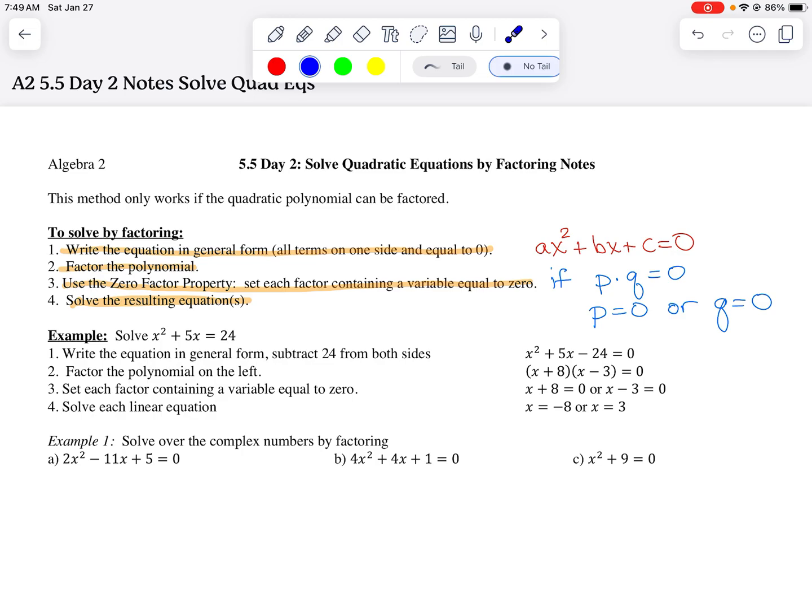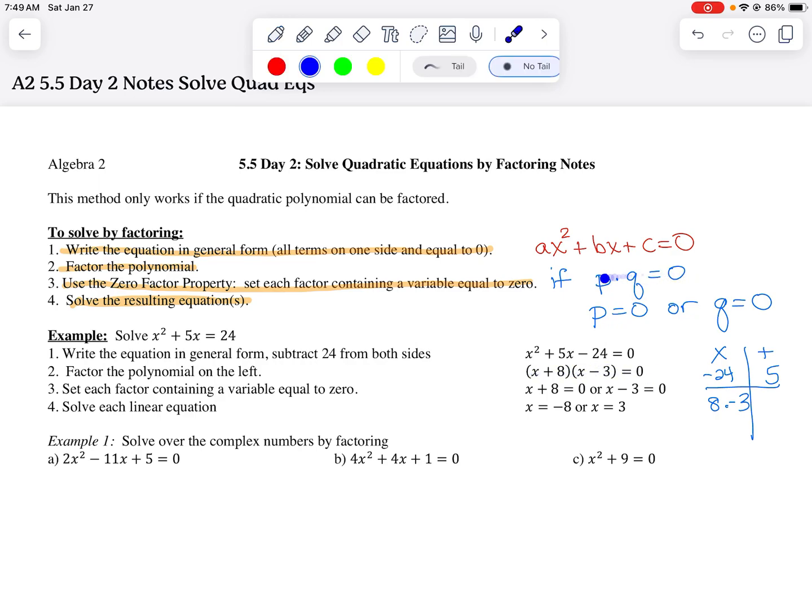Factor. Okay, well, the number in front of x squared is 1, so we like that because that's the easiest method. You make it x times x is x squared. Then what two numbers multiply to negative 24, but add up to 5? And that is 8 times negative 3. So then x plus 8 times x minus 3.